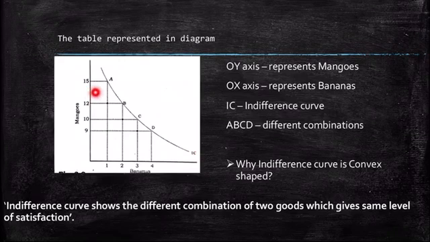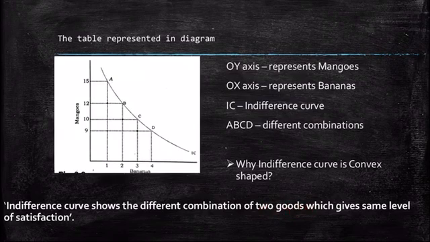All the combinations on this indifference curve, whether it is A, B, C or D, are giving him the same level of satisfaction. Therefore, we can define the indifference curve as the different combinations of two goods which give the same level of satisfaction.